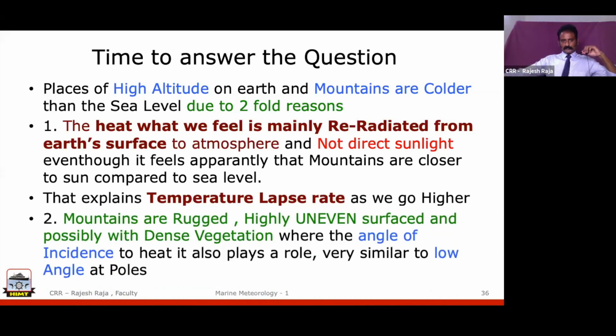Now, the second reason for me, the mountains are rugged, highly uneven surface. It could have dense vegetation also. And the angle of incidence falling at them could be variable. Okay, the rocks are of varying size and shapes. So this is something similar to the poles. That's the reason you have the higher altitudes and the poles colder than what you have at the surface or at the equator.